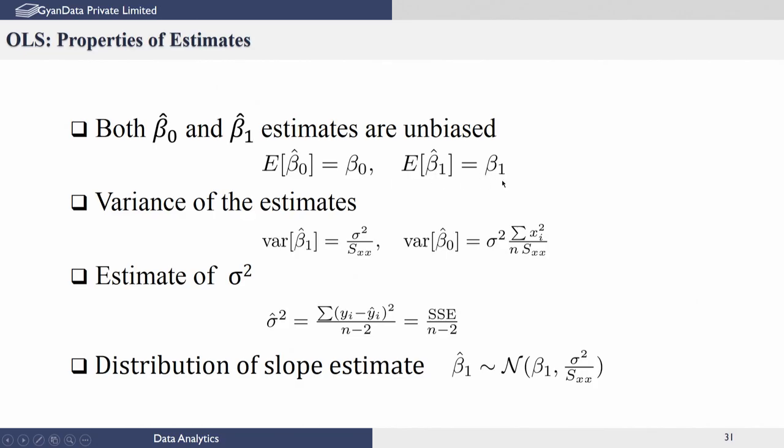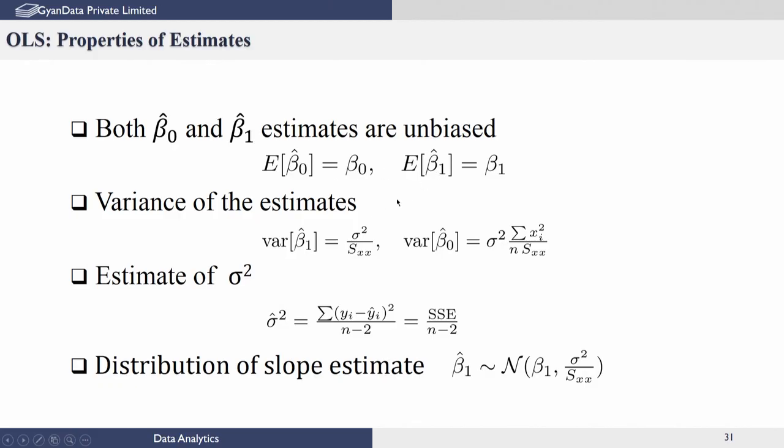Notice that beta naught and beta 1 are unknown values. We are only saying that the expected value of beta 1 hat will be the true value and the expected value of beta naught hat will be the true value. If the estimates satisfy such properties, we call these estimates unbiased. There is no bias in the estimate of beta naught hat or beta 1 hat.